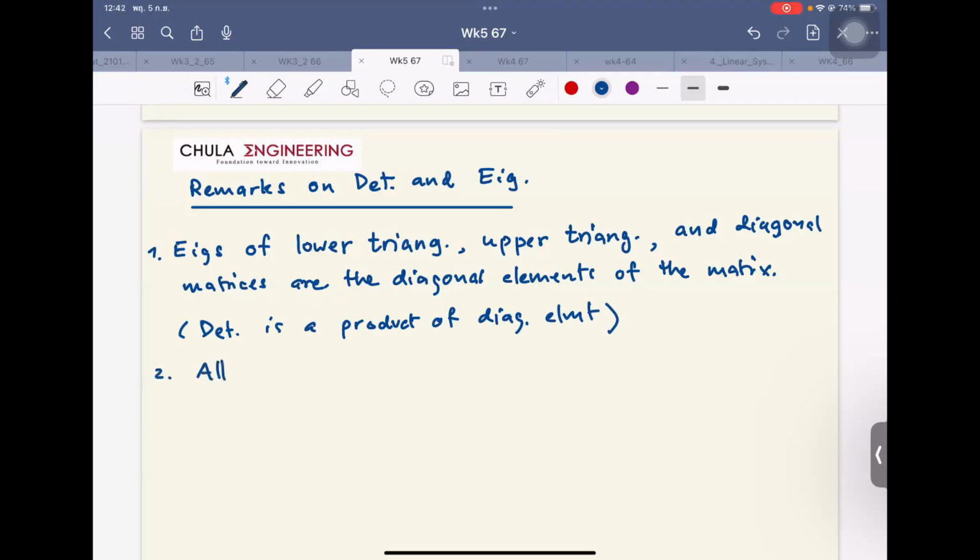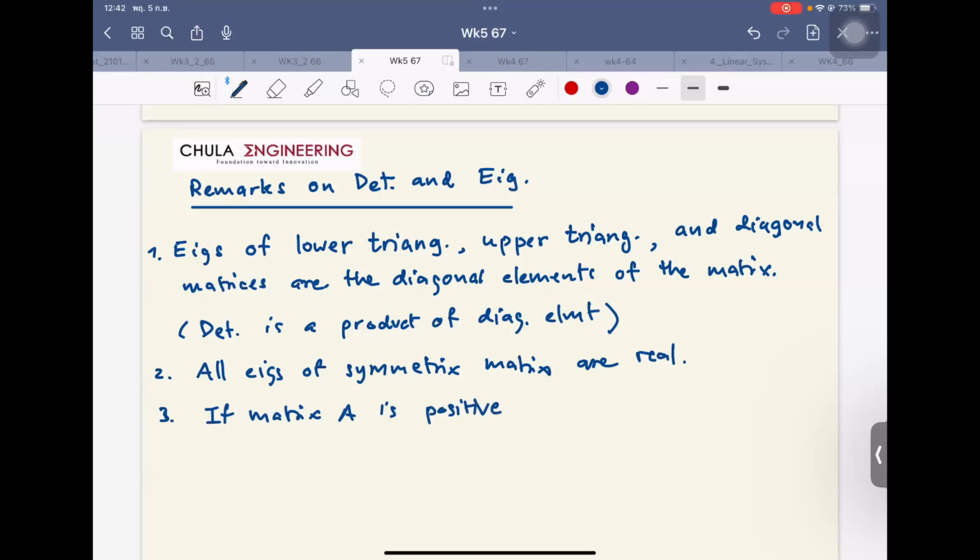And all eigenvalues of a symmetric matrix are real. And the third one is if matrix A is positive definite, the determinant of A is greater than 0. So what does it mean? It means that you have a non-singular system and you can find a unique solution. A determinant positive means you can also call that matrix A is invertible. It's invertible.